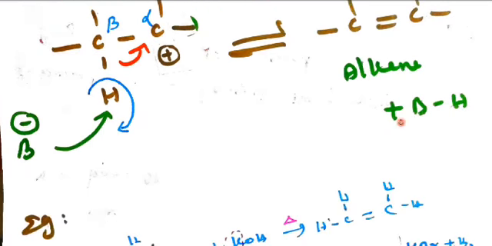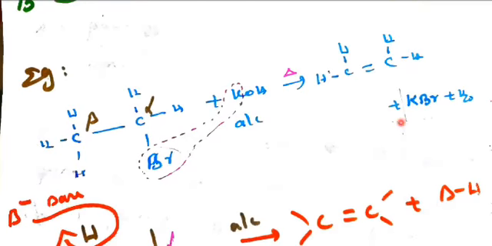It forms an alkene in E1 elimination. For example, CH3CH2Br, ethyl bromide, is the example. In ethyl bromide, the first carbon is called the alpha carbon. It is attached with bromine. The second is the beta carbon. It contains three hydrogens, the beta hydrogens.